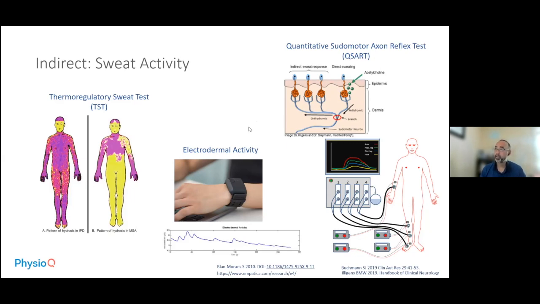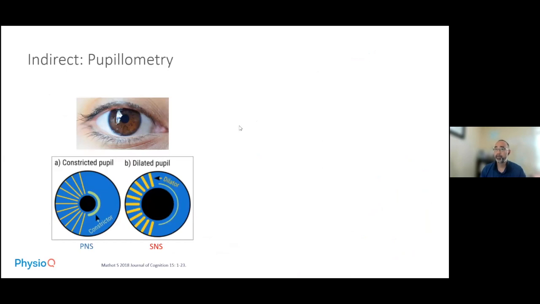So these are the indirect sweat activity. The final one is the pupillometry. And you could study the size of the pupil. A constricted pupil is mediated by the parasympathetic nervous system. A dilated pupil is responsible for the sympathetic nervous system. And so you could take advantage of this.